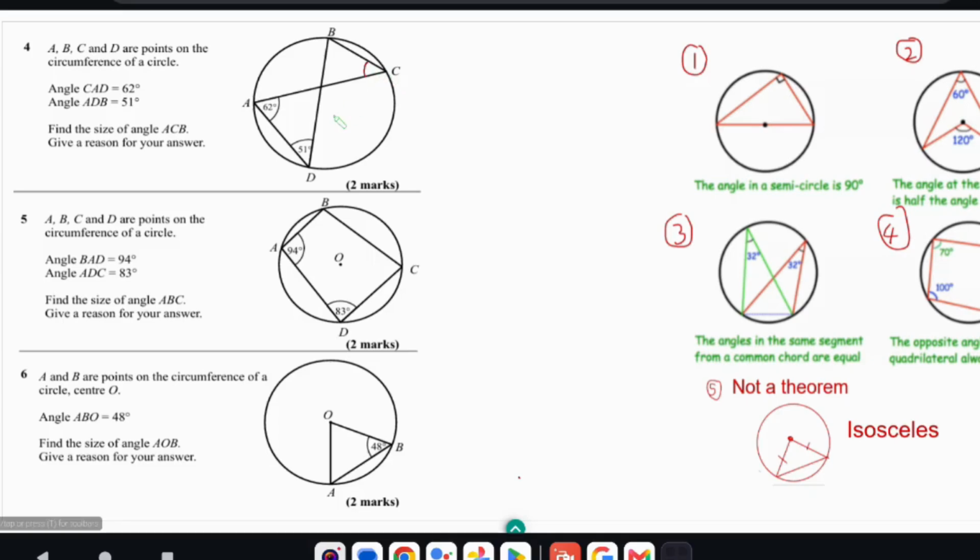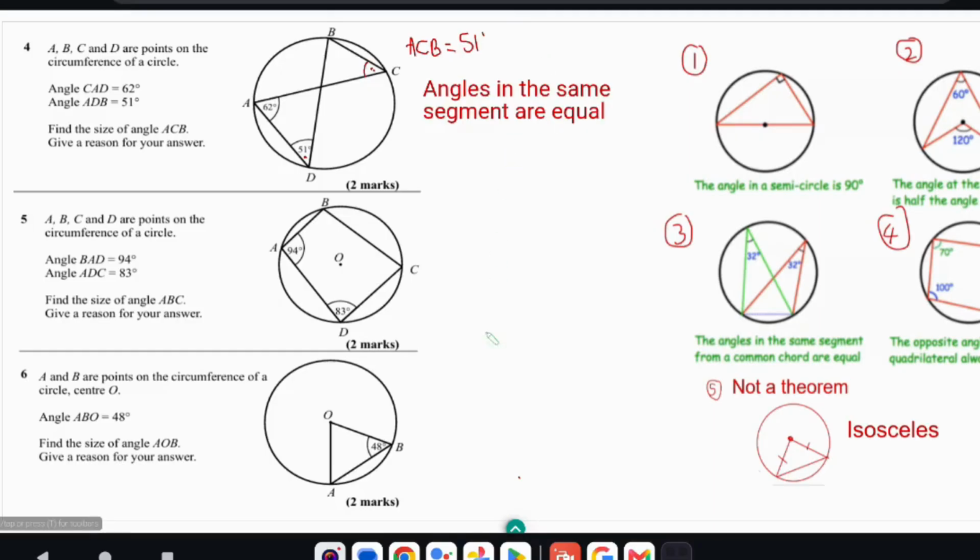Okay, so ACB, we've got our bow. So it's 51 degrees because these two at the bottom are the same. And your reason is angles in the same segment are equal.